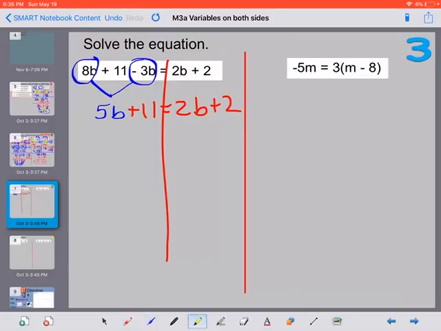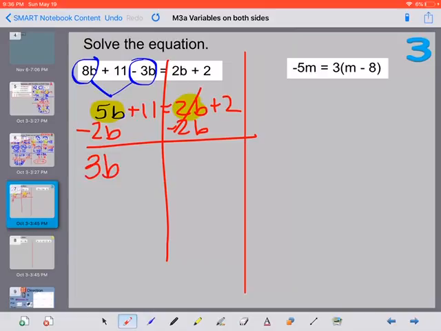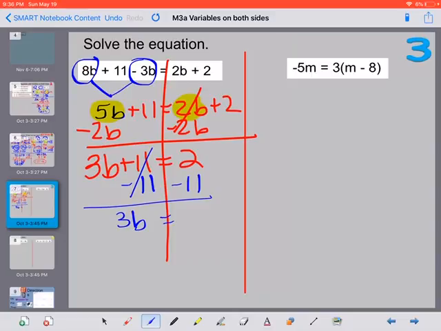We have b's on both sides. So we need to move them to one side. I'm going to move the smaller one. I'm going to subtract 2b. Those eliminate. And 5 minus 2 is 3b plus 11 equal to 2. And then subtract 11 here. To get rid of that adding and subtracting, we have 3b equal to, okay, different signs, subtract. It's going to be more negatives. 11 minus 2 is 9. Should be a negative 9.